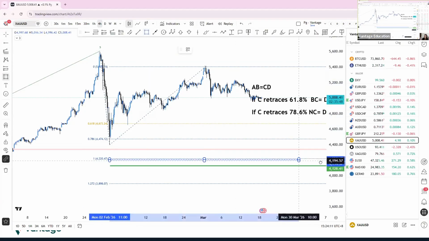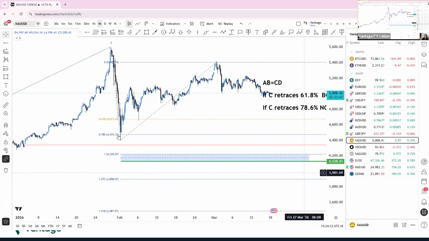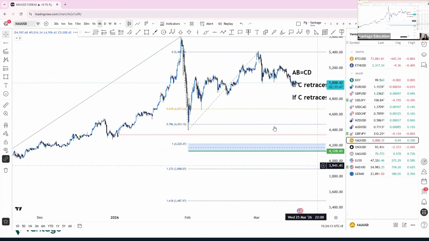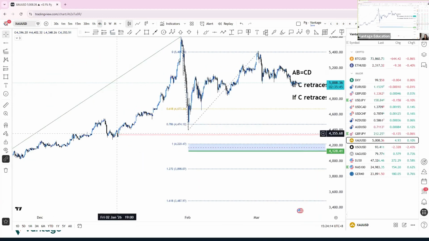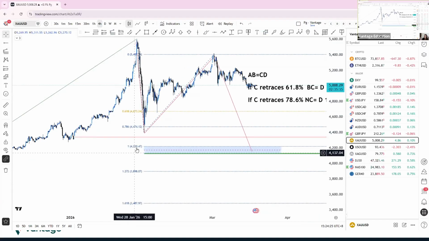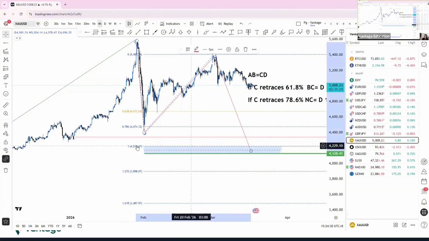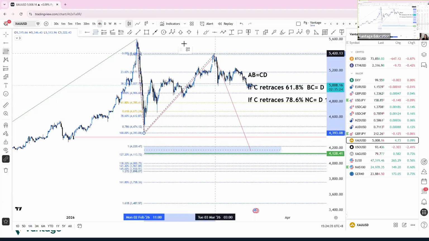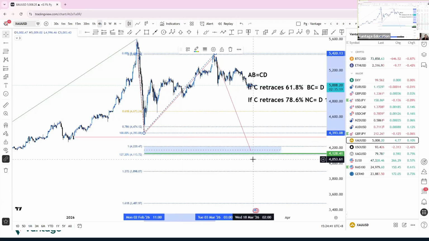Meaning that, remember, I said we still have the below here that haven't closed. So this one looks like A, B, and C. 100% projection, 127 and 161.8 projection. It will be somewhere around here, because here we have the 100% projection and we have the extension 127.20. So this is going to be the next potential zone, somewhere around there.